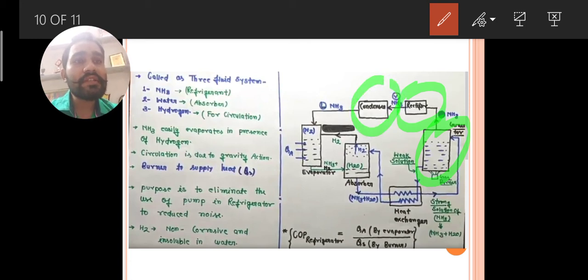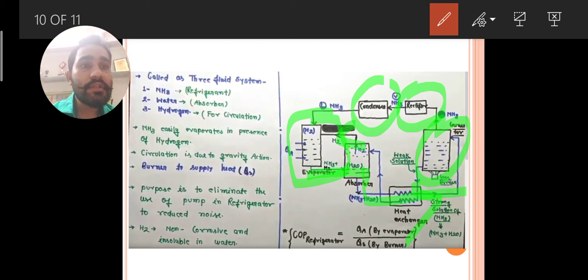So after the condenser, NH3 enters the evaporator, where there is H2 and NH3, and this mixture enters the absorber where the NH3 is dissolved in H2O and is removed from here, and H2 again comes out, and at high pressure it is again circulated through the evaporator, and this cycle continues. So this was the working of the Electrolux refrigerator.